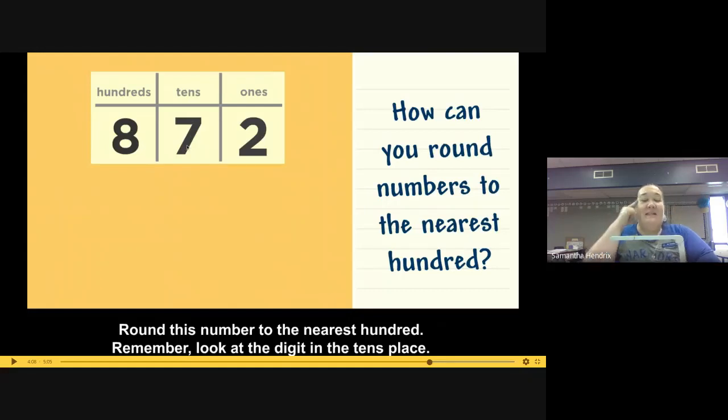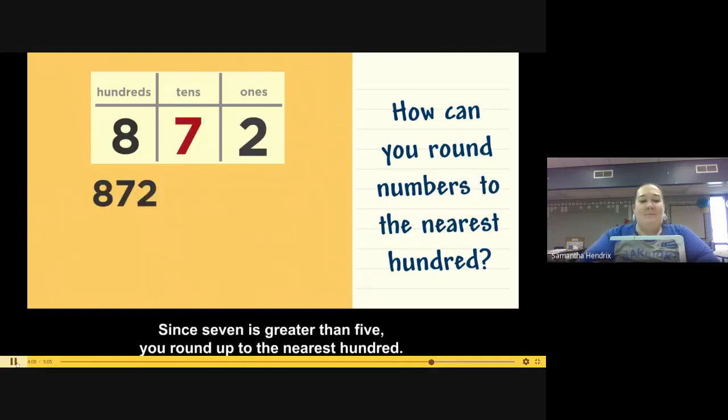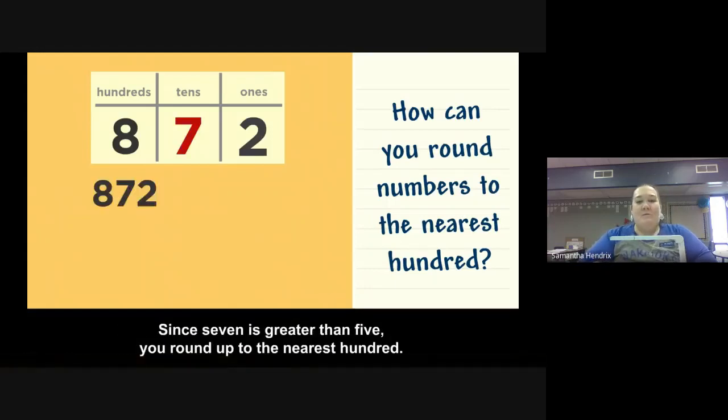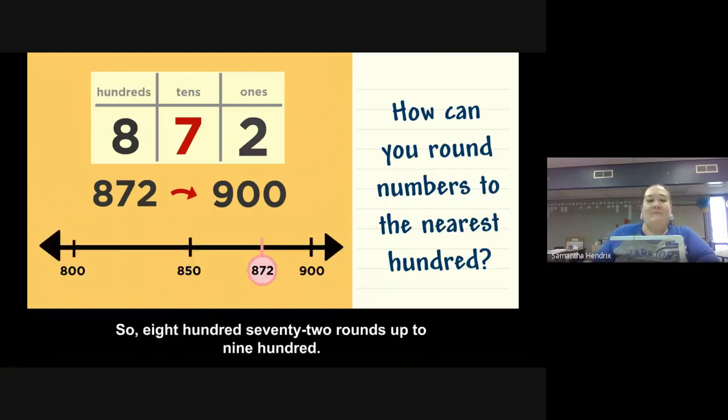So let's say our little thing we learned. 4 or less, let it rest. 5 or more, raise the score. So this 8 is going to become a 9, and then these are going to become zeros. Let's check to see if we were right. Since 7 is greater than 5, you round up to the nearest 100. There you go. So 872 rounds up to 900.